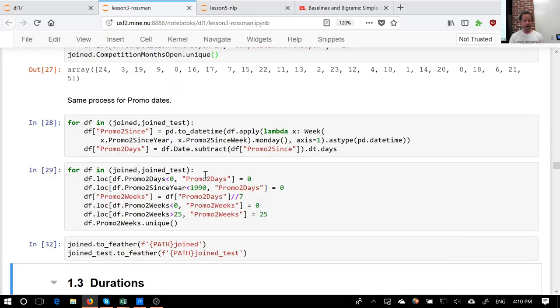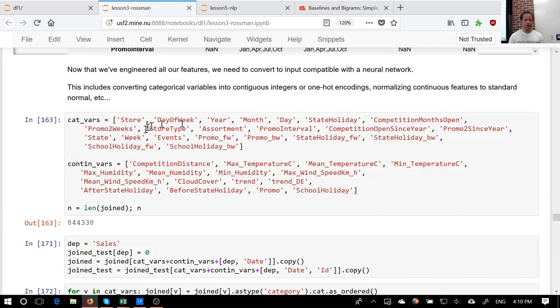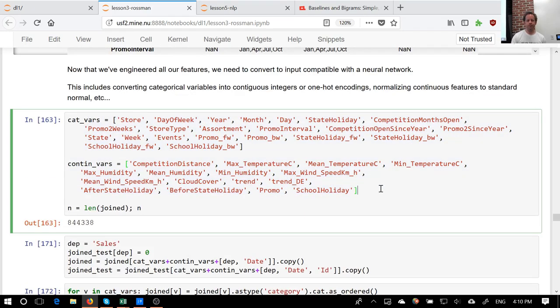In fact, if we scroll down to their choices, here is how they did it. Their continuous variables were things that were genuinely continuous, like the number of kilometers away to the competitor, the temperature stuff, the specific number in the Google Trend. Everything else, basically, they treated as categorical.